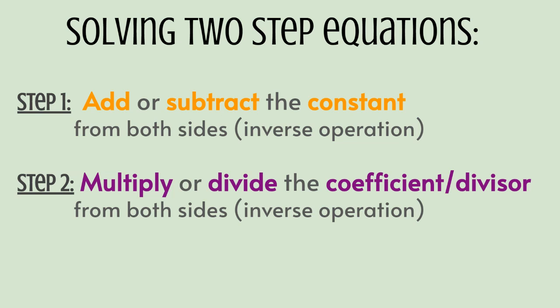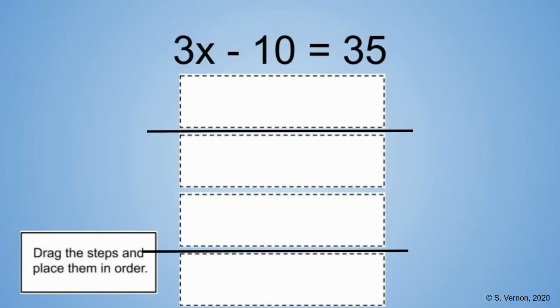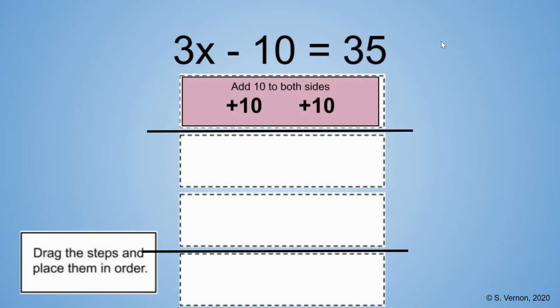Remember, when you're solving a two-step equation, the first step is to add or subtract the constant. The constant is the number by itself. The second step is to multiply or divide the coefficient or divisor from both sides, of course. Okay, so here we go. What do you think we're going to do first? Well, I notice that there's a constant here, and it's subtracting a 10. So the opposite of that would be to add 10 to both sides.